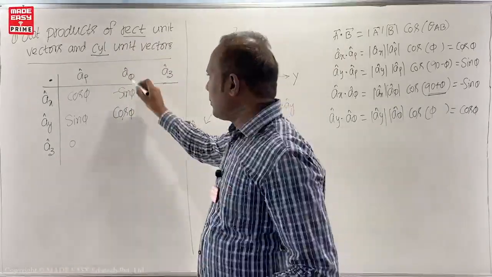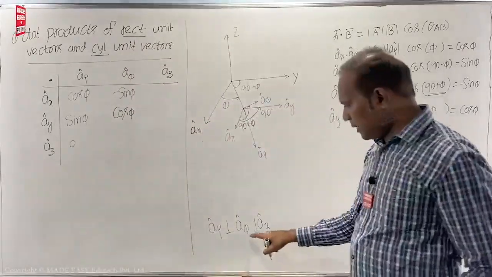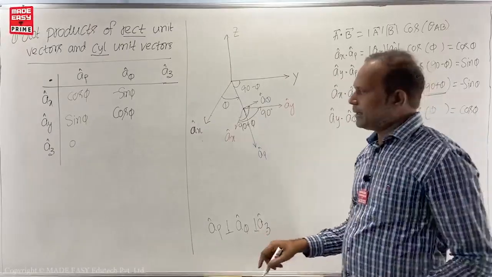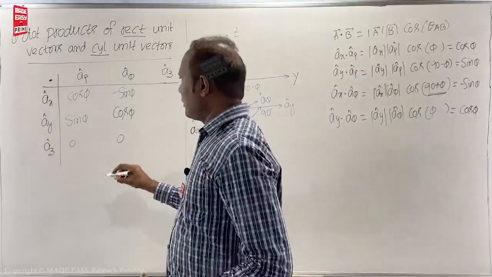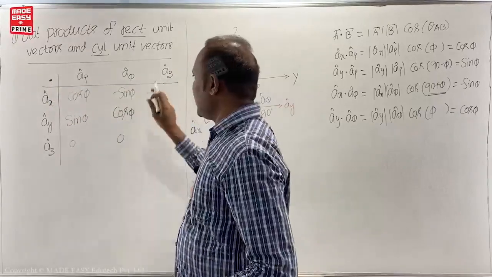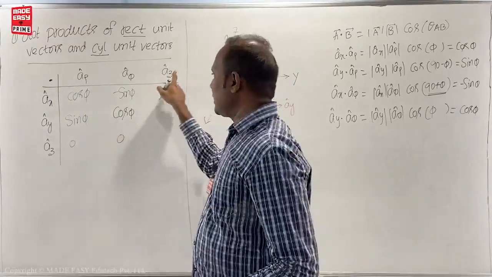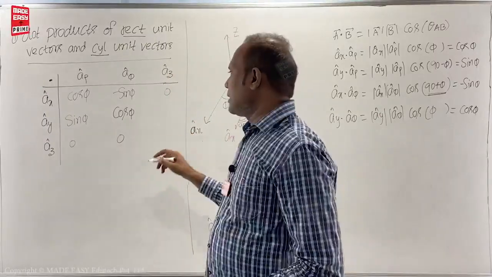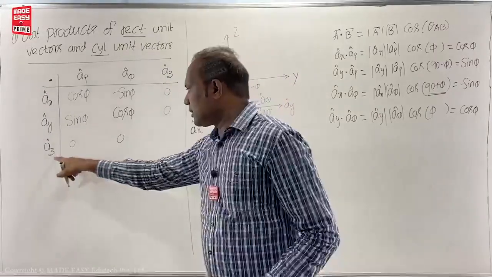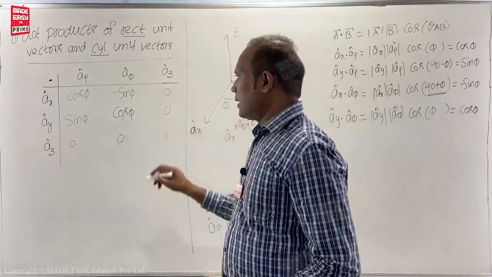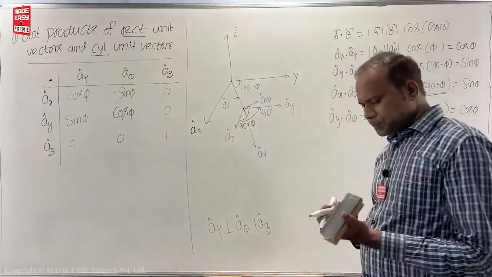What is the angle between phi and z here? So the angle between phi axis and z axis is 90. So the answer is 0. Now ax dot az is what? 0, because x and z are 90. Ay dot az is what? 90 degrees, so cos 90 is 0. Az dot az is what? 1. So this is the table.